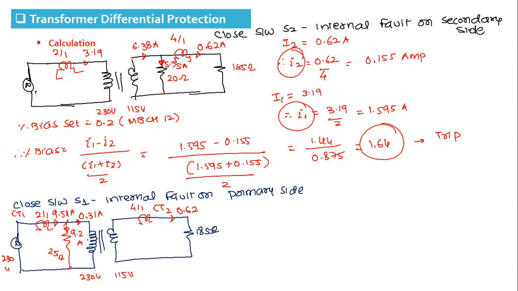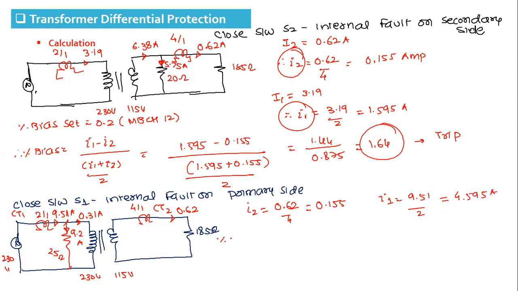This is flowing through CT1. The current through CT2 is 0.62 because the fault is on the primary side. So you can see I2 is 0.62 divided by 4, which will be the same, 0.155. I1 is 9.2 plus 0.31, that is 9.51, divided by 2, the CT ratio. That is 9.51 divided by 2, which is 4.755.